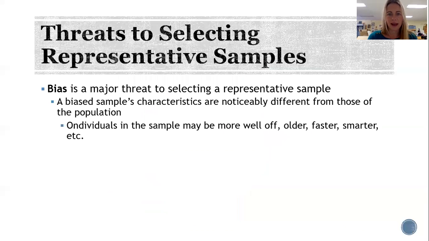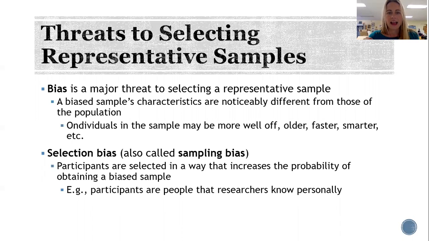A major threat to selecting a representative sample is bias. A biased sample is a sample of people that have characteristics that are noticeably different from those in the target population. So individuals in the sample may be more well off, older, faster, smarter, etc. This is a problem, and it's called selection bias, also called sampling bias, when participants are selected in such a way that increases the chances of obtaining a biased sample.